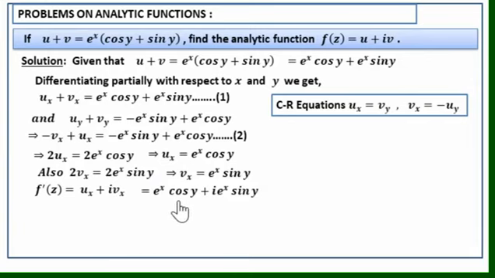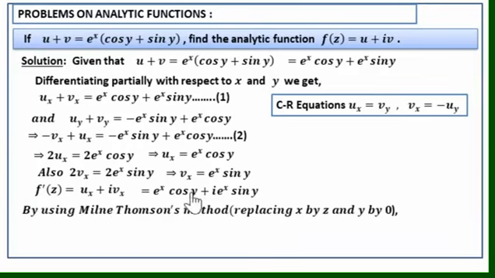We get f dash of z equal to e power x cos y plus i e power x sin y. Then to write f dash of z as a function of z, we are going to use Milne-Thomson method. That is, we are going to replace x by z and y by 0 in the right hand side of f dash of z. So f dash of z will be e power z cos 0 plus i e power z sin 0. That is, we get f dash of z equal to e power z, because cos 0 is 1, sin 0 is 0. So we get f dash of z equal to e power z.